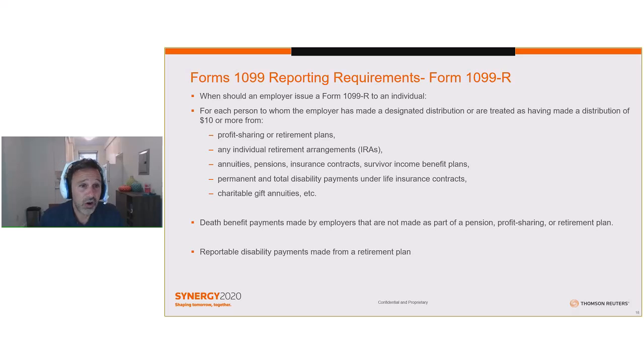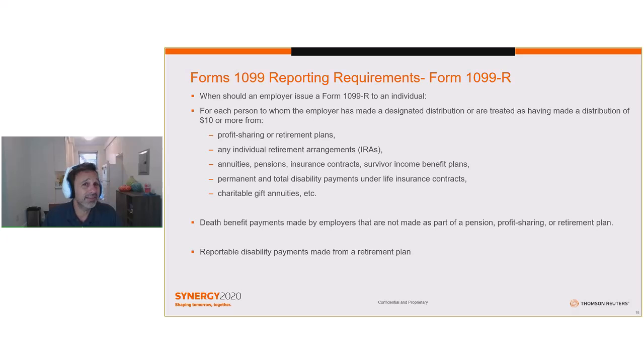The next form is 1099-R. So when do we issue a 1099-R to an individual? This is for any distribution of $10 or more. So this is a relatively low threshold point on any types of profit sharing, retirement plans, IRAs, annuities, pensions.